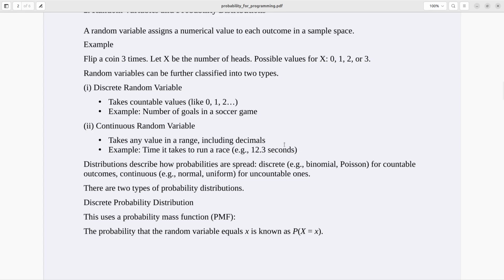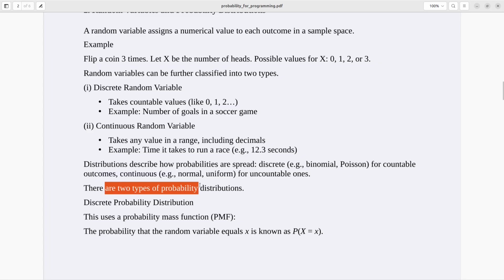And let us talk about another term called distributions, which is quite related to the random variable. So a distribution would describe how the probabilities are spread. The distribution can be discrete if we talk about countable outcomes. If we talk about uncountable outcomes, the distribution would be a continuous one, okay? So for the discrete one, we have different distributions. For example, we have the binomial distribution and the Poisson distribution. And for uncountable ones, we can have normal distribution or uniform distribution to tackle the continuous distributions, okay?